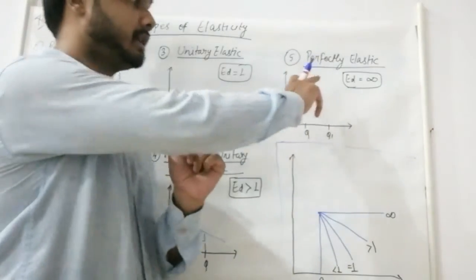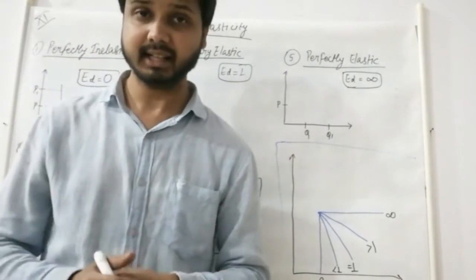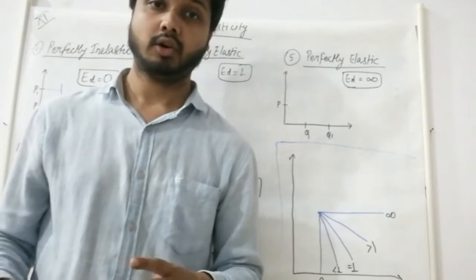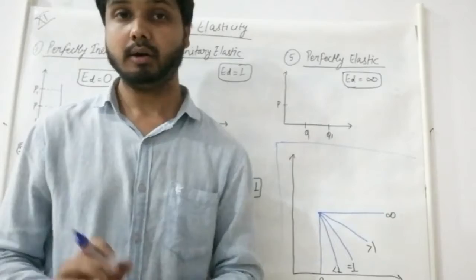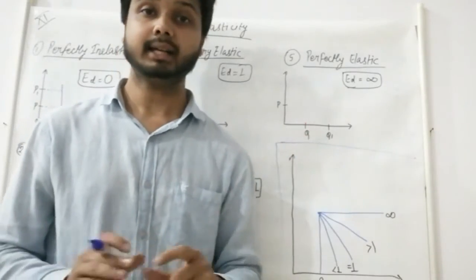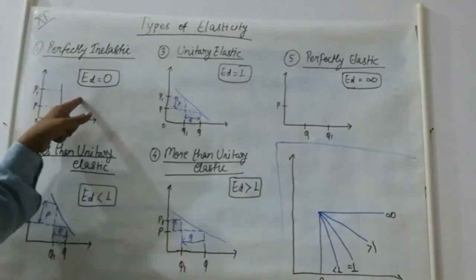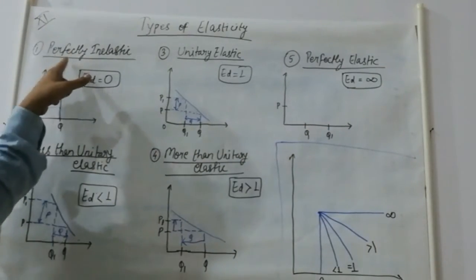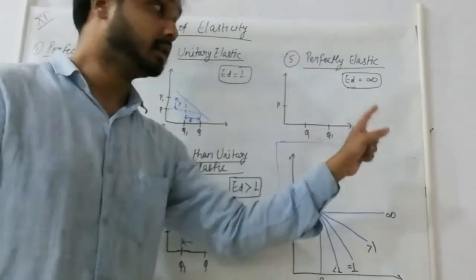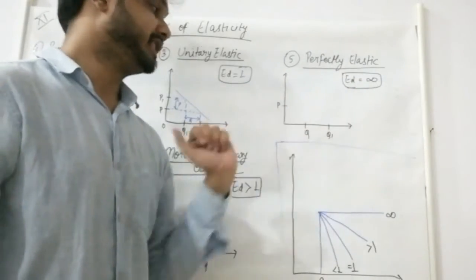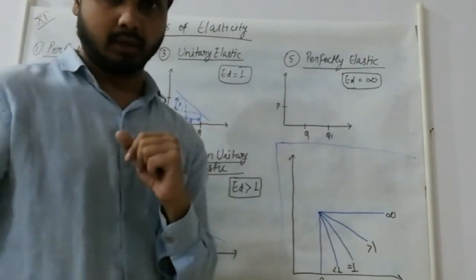Then the fifth one that we are having is perfectly elastic. Perfectly elastic means there is only change in the quantity demanded, but there is no change in the price. That shows perfectly elastic. This one is just opposite to the first condition. Here it was perfectly inelastic, no change in the demand, and here it is perfectly elastic. Only change in demand but no change in price. So change in demand but the price is same.